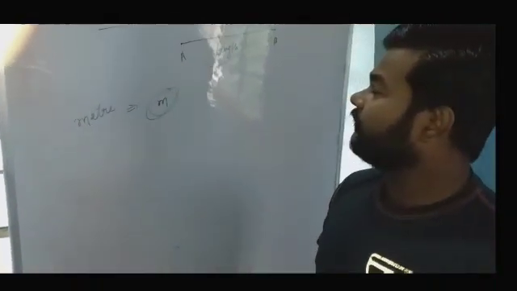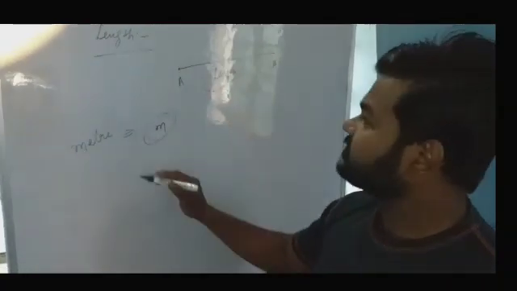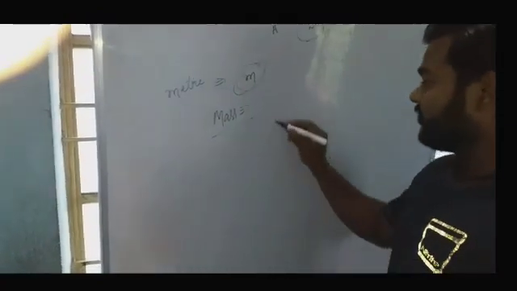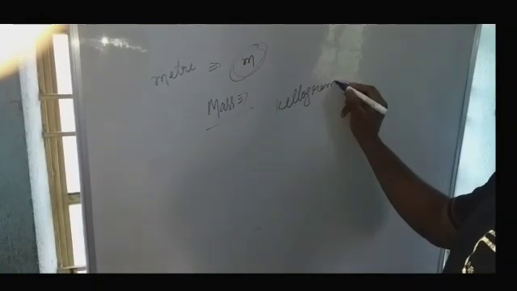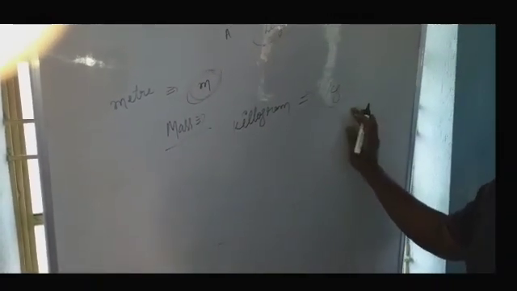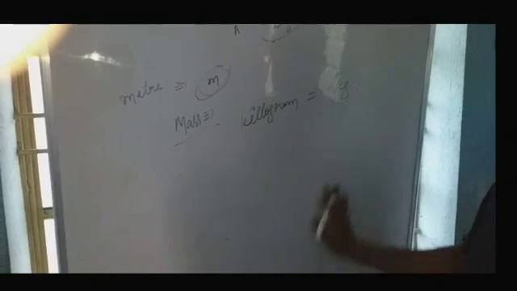The next topic of our chapter is mass. What is mass? The quantity of matter present in a body is known as mass. The SI unit of mass is kilogram. It is denoted as kg. Understand?